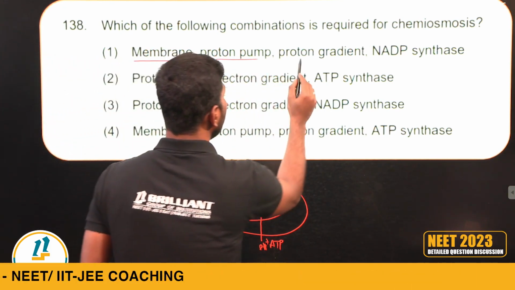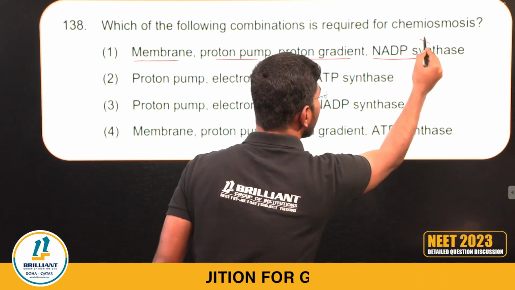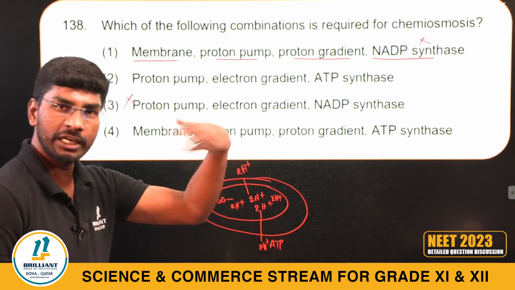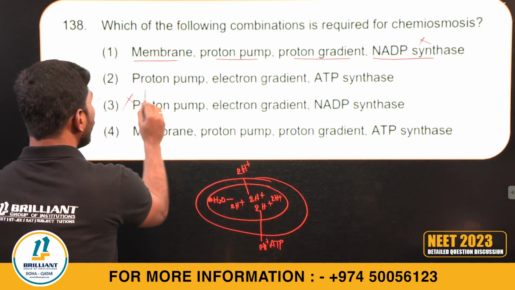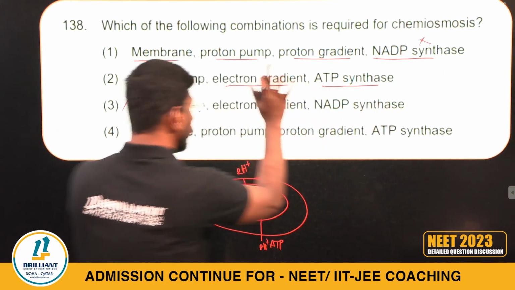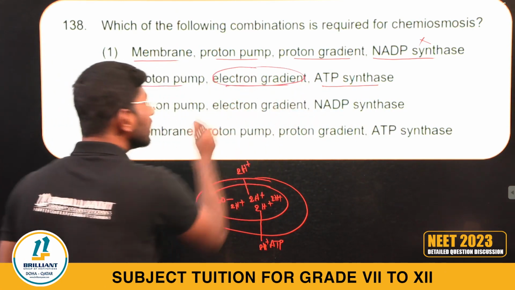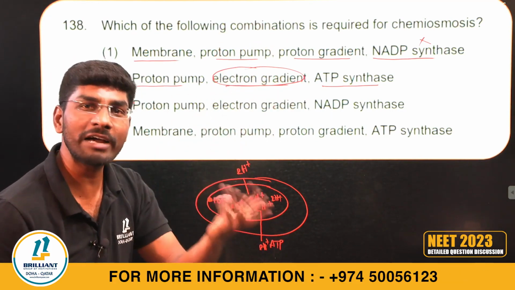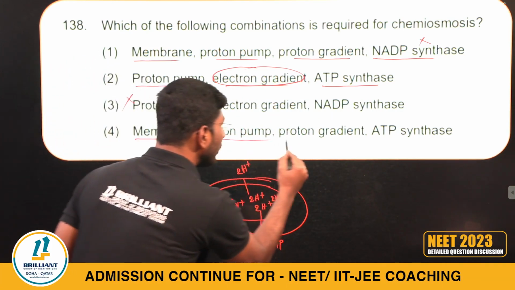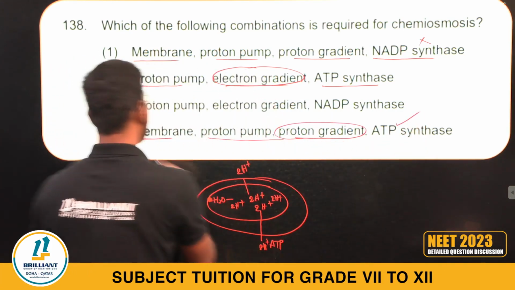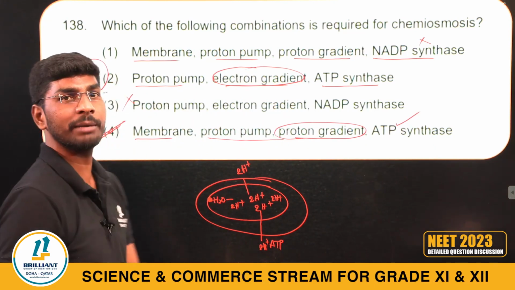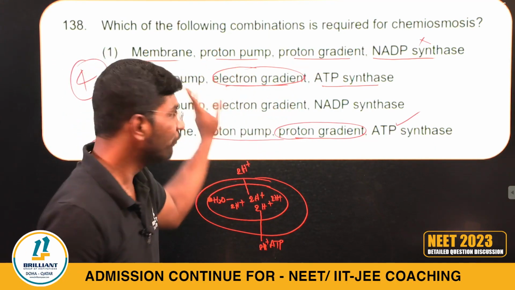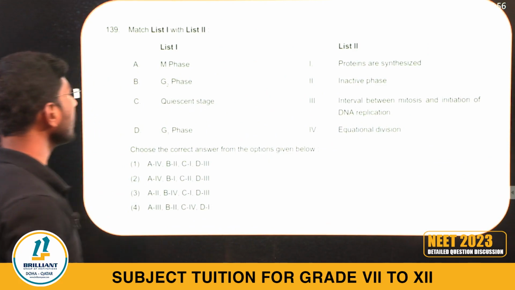Look at the question. Membrane, proton pump, proton gradient, NADP synthesis, wherever it is there, remove that option. The second one also, remove the option. 1 and 3 are not correct. Options 2 and 4: pump proton, electron gradient, ATP synthesis. Here, is the electron gradient increasing or the proton gradient? Proton gradient is increasing, so the second one is also wrong. What is left? Membrane, proton pump, proton gradient, ATP synthesis. The answer will be 4, chemiosmotic hypothesis. If you properly understood the theory, you would easily go with the fourth answer. Option 4. 139. Very easy.